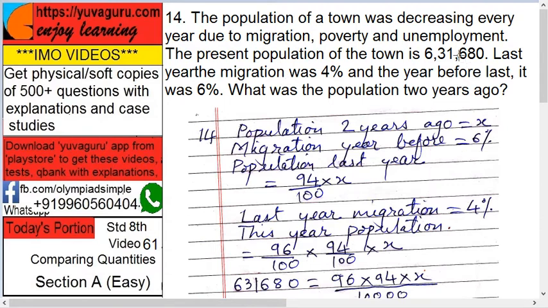So what we want is: the present population is given, last year's migration was given, and the year before last year, meaning 2 years back, the migration is also given. So we want the population 2 years back. Okay. So let the population 2 years ago be x. The migration the year before was 6%. This is not last year, this is the year before last year, 6%.